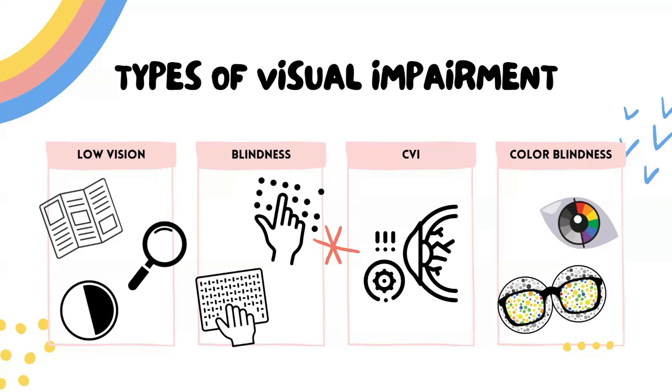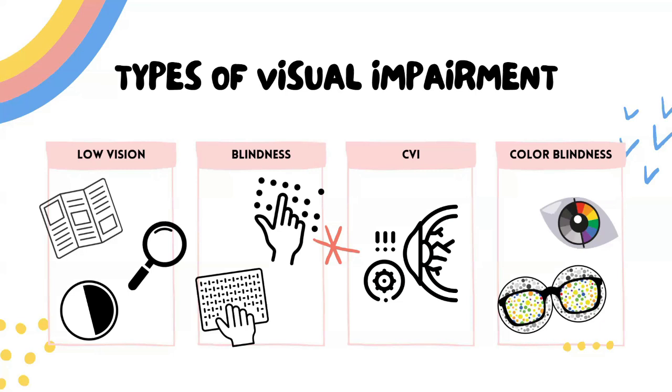Next is blindness. These individuals have complete or near complete loss of vision. They rely on braille, tactile graphics, and auditory information. For example, a musician who is blind may read sheet music using braille notation.